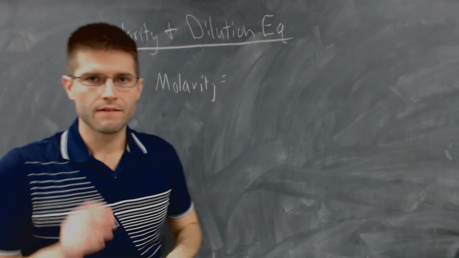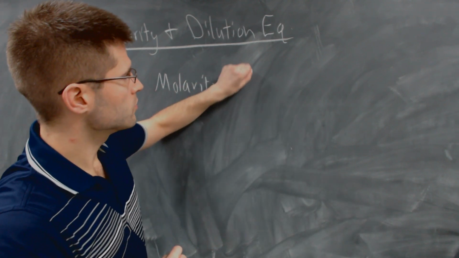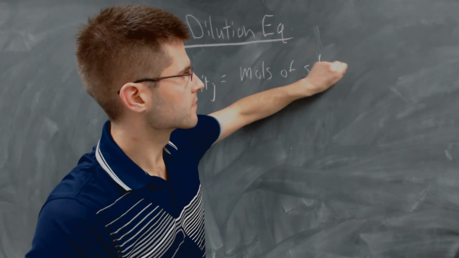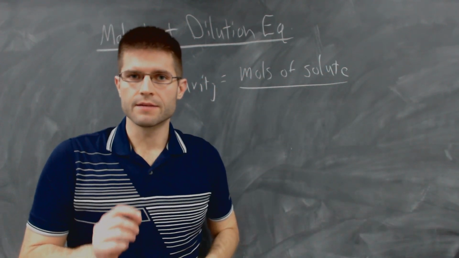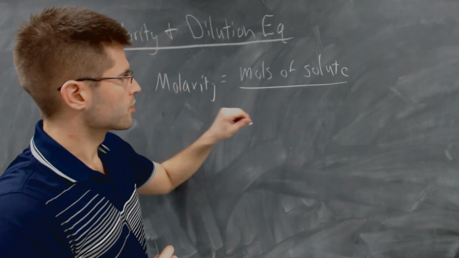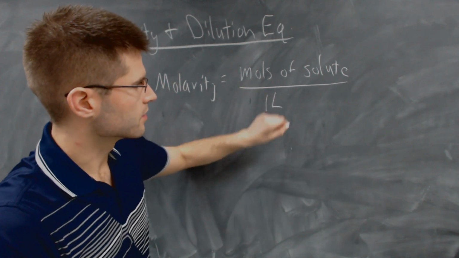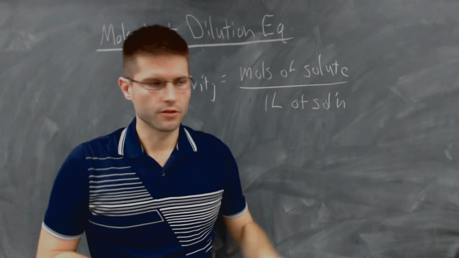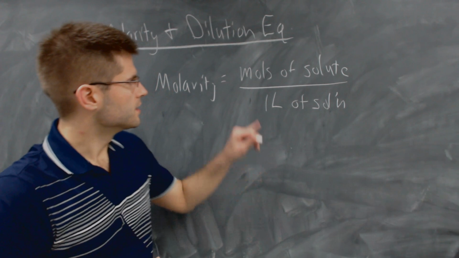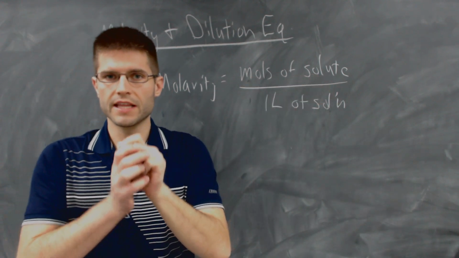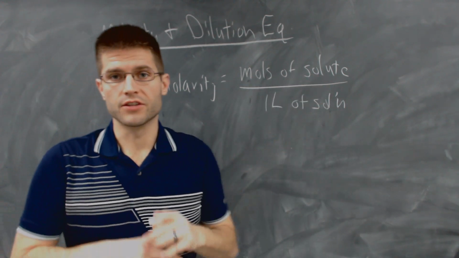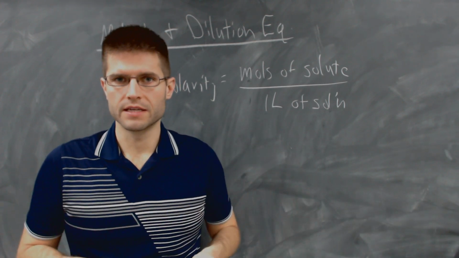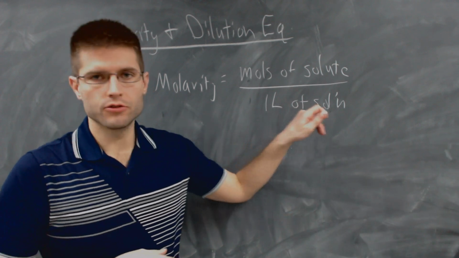is equal to, the very specific units, moles of solute. Solute is the thing being dissolved, per 1 liter of solution. So this is my shorthand notation for solution. So it is moles of the solute, the thing that's being dissolved, divided by 1 liter of the total solution, not the water that's being the dissolving agent, but the solution itself.